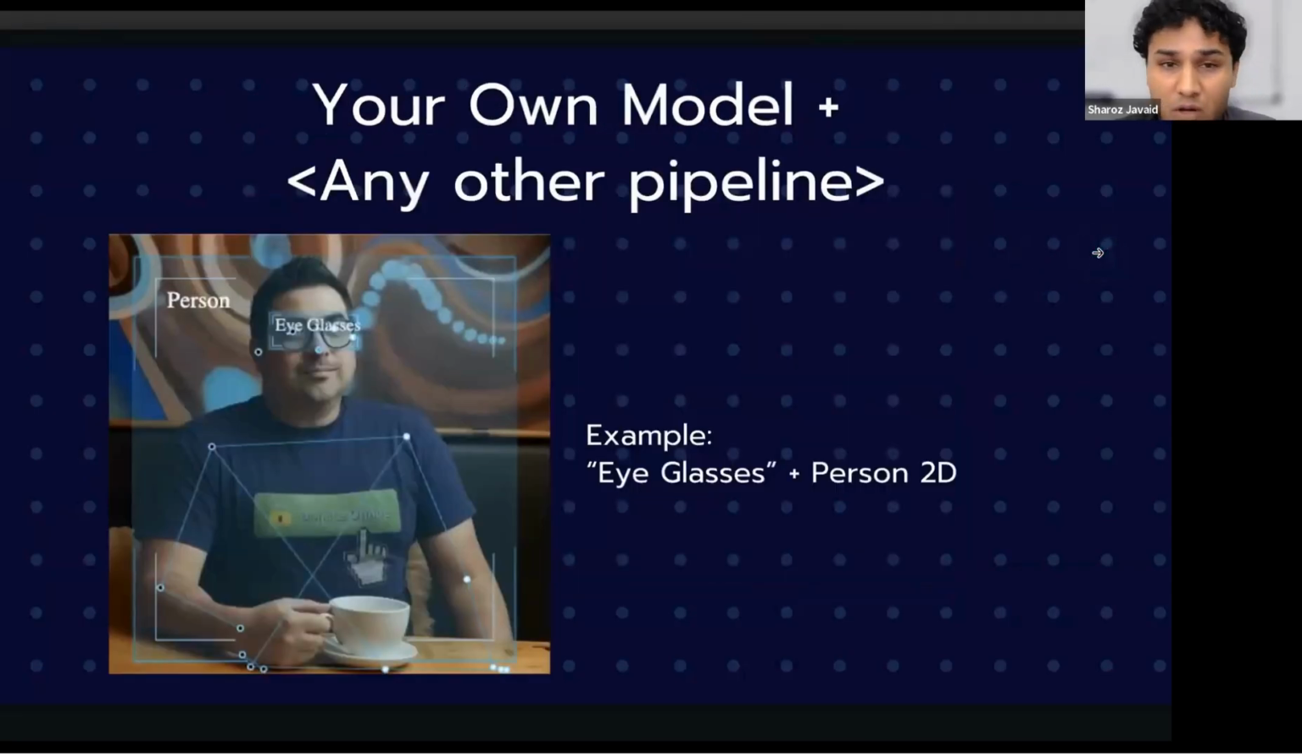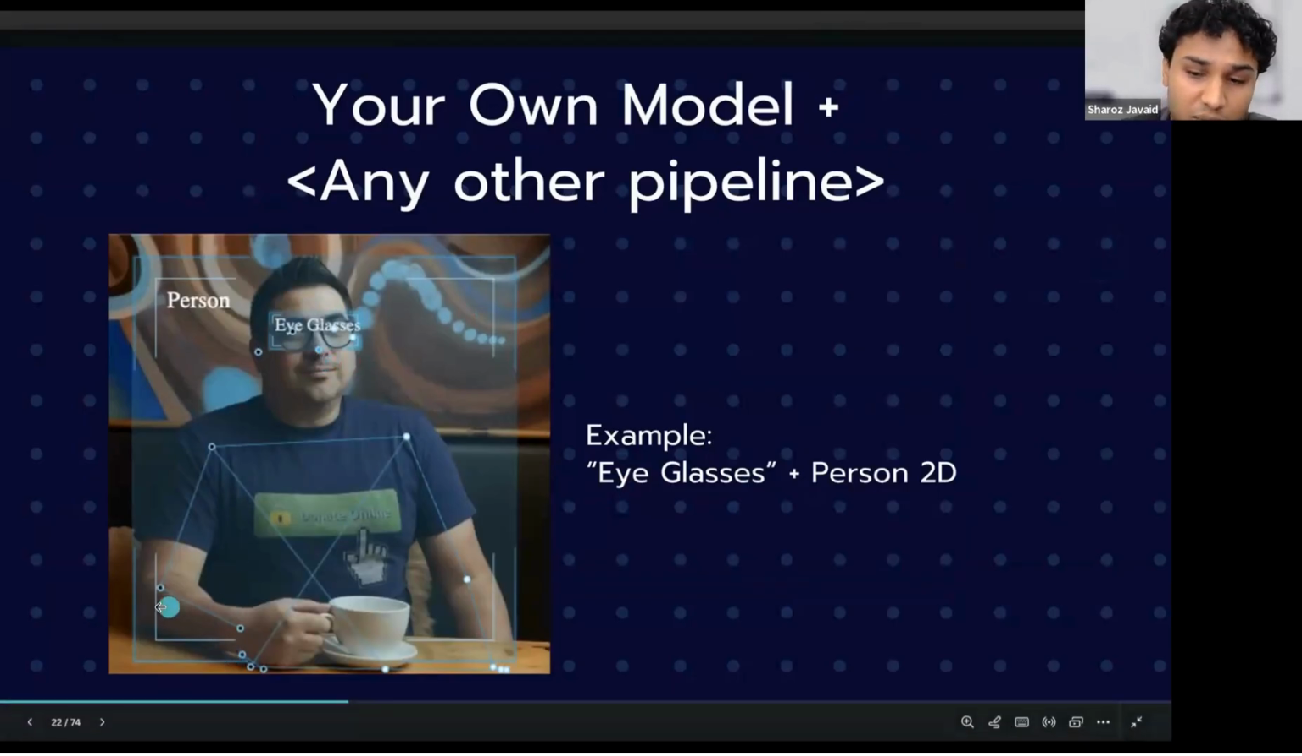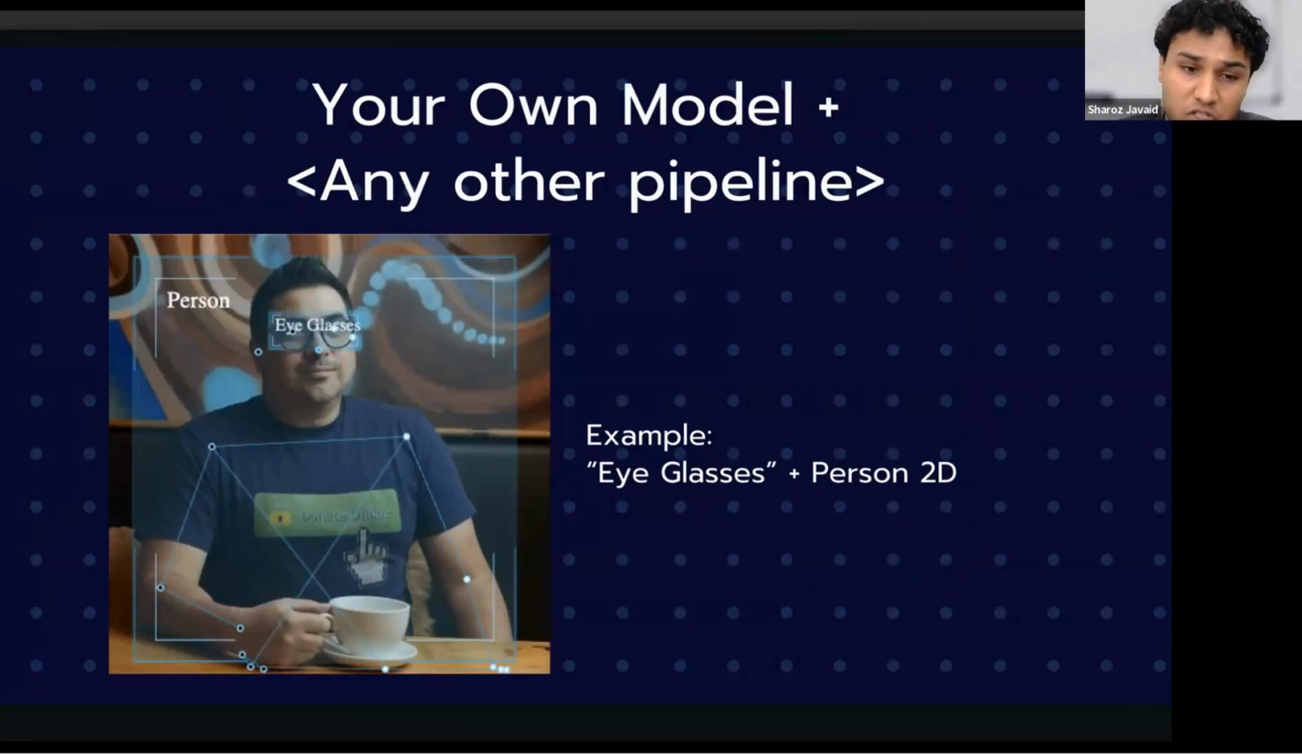Now you can use any of the models that I just mentioned before, but you can also create your own custom models. So here, for example, we created a model to detect eyeglasses, and then we combined this eyeglasses model with the person 2D model to then not only detect eyeglasses, but the person and draw these 2D figures on them. So you can imagine how this is returning much more data in our JSON than it was before when it was just tracking the glasses.